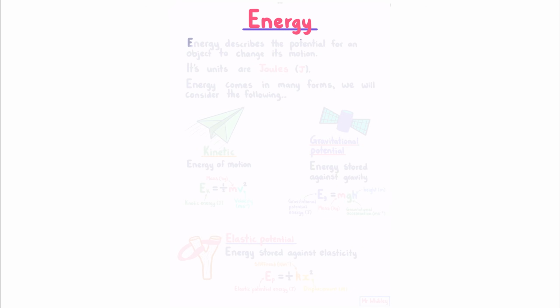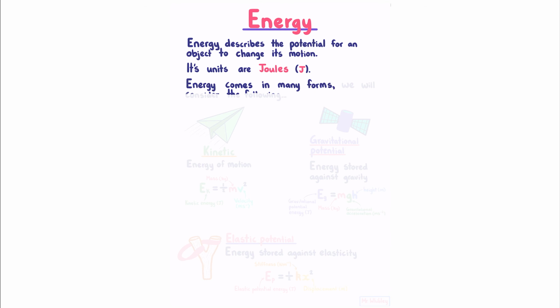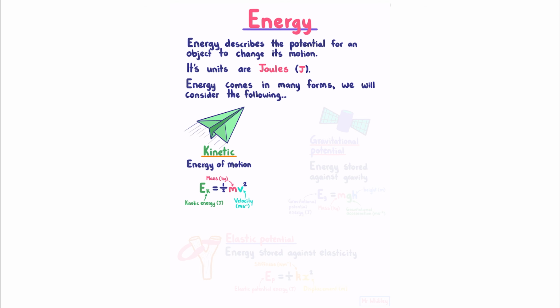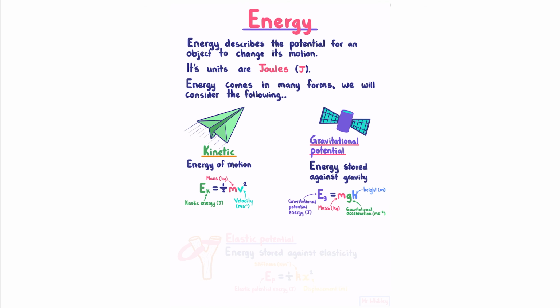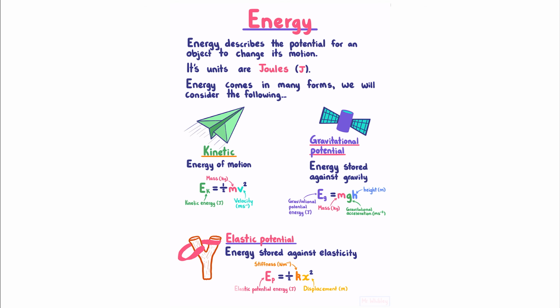Energy. Energy describes the potential for an object to change its motion. Its units are joules, symbolized by a capital J. Energy comes in many forms. In this course, we will be considering the following. Kinetic energy is the energy of motion and is given by half mv squared. Gravitational potential energy is energy stored against gravity and is given by mgh. And finally, elastic potential energy is energy stored against elasticity and is given by half kx squared.